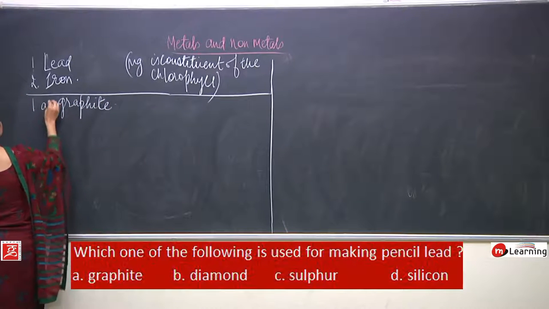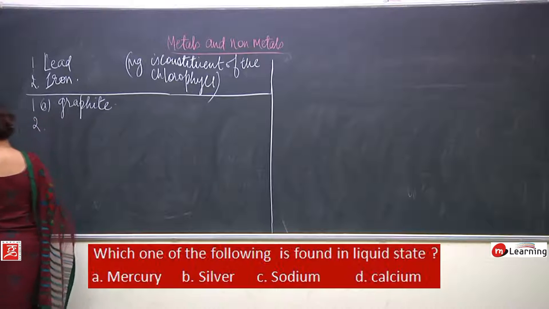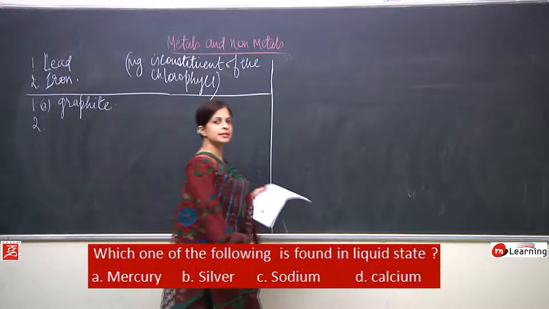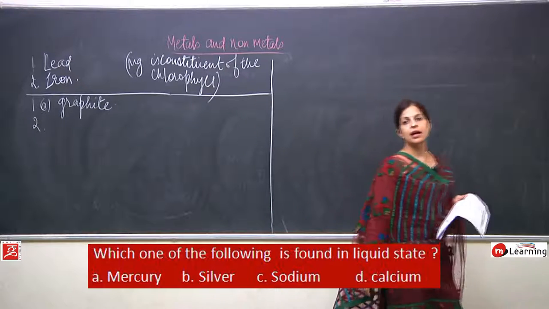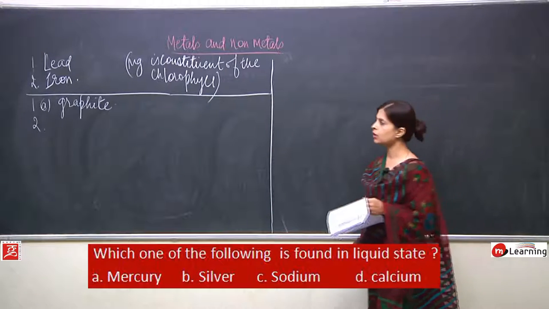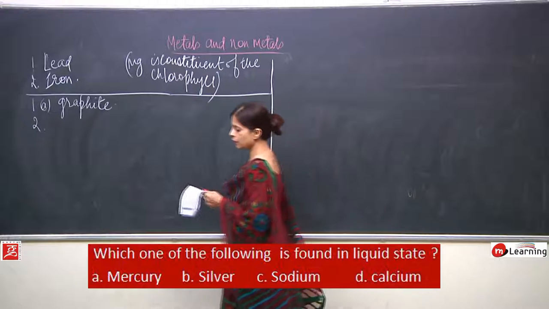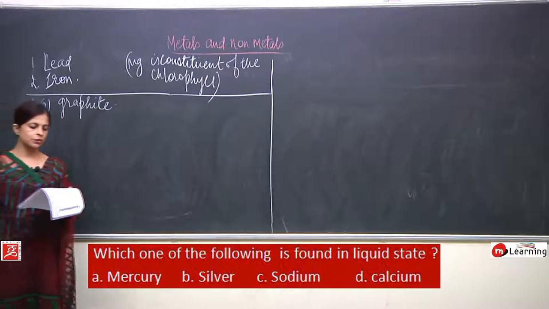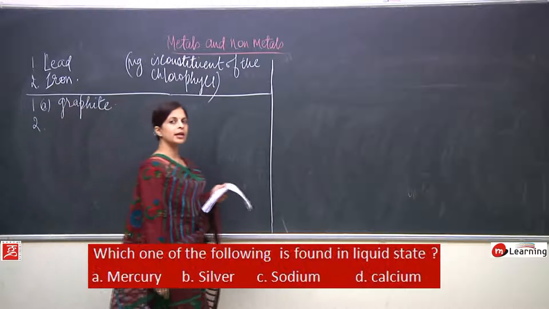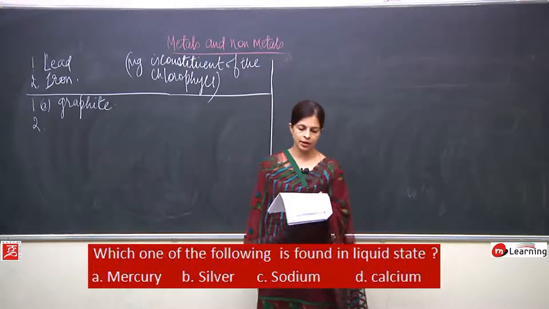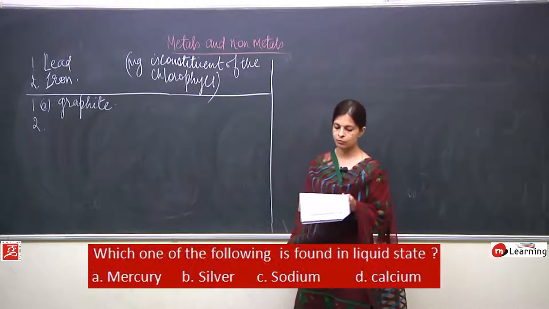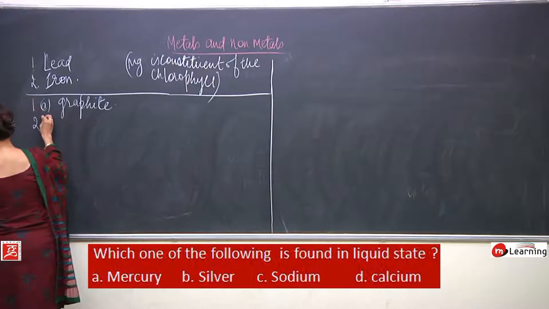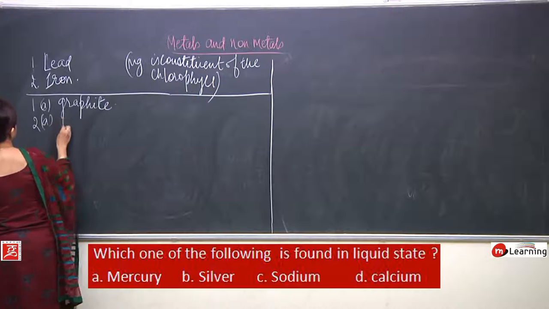Okay, now the second question. Which one of the following metals is found in liquid state? Yesterday we discussed the temperature. Now which of the following metals is found in liquid state? They have given mercury, silver, sodium and calcium. Where I feel we don't have to discuss, I will just move on. So it is mercury. The answer is again A.